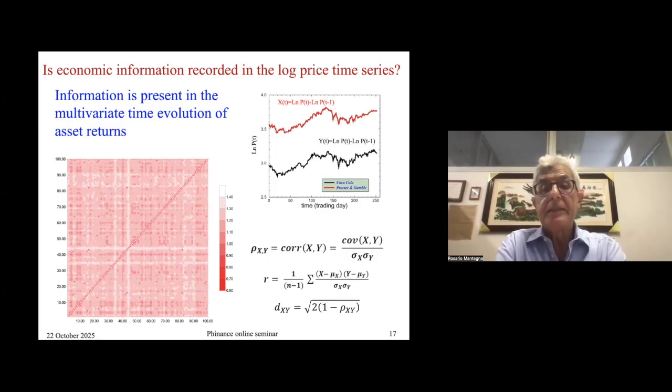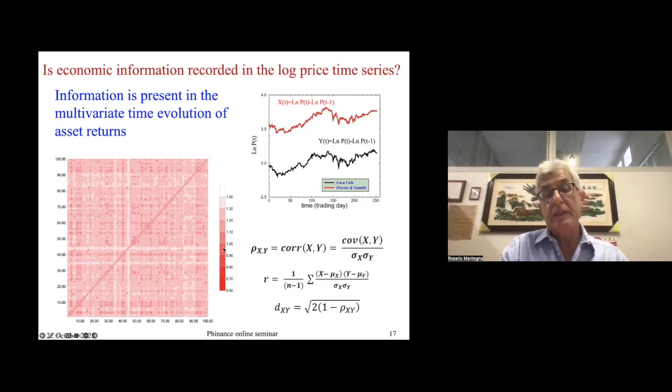And in my opinion, one way to see this with quite a clear approach is to consider the multivariate time evolution of the log price changes. So if we consider the returns and perform the correlation among returns, log price changes, this is a color-coded representation of a correlation matrix.